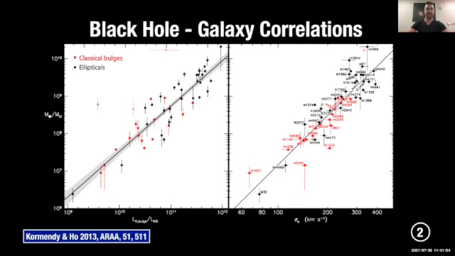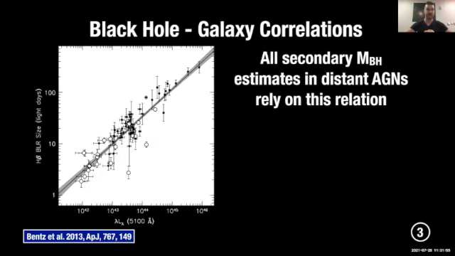For AGN host galaxies specifically, we have scaling relationships such as this, where the broad line region size scales with the luminosity of the AGN, so a brighter AGN will give you a larger broad line region size. One of the most important things about this scaling relationship is that all secondary black hole mass estimates in distant AGNs rely on this relation, where normally for nearby galaxies, you would have to directly measure the size of the broad line region, which takes a lot of monitoring time. So you can shortcut that by just measuring the luminosity of the AGN, using this to predict the size of your broad line region, and then back out a black hole mass from there.